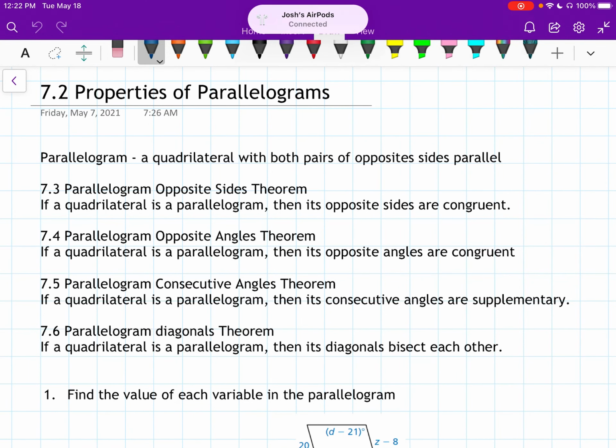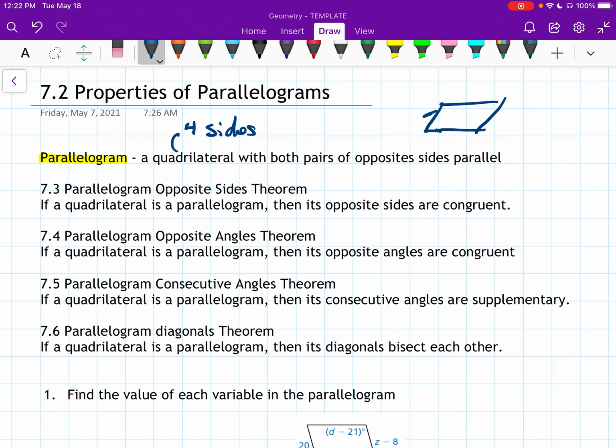Okay, 7.2, Properties of Parallelograms. So starting off, we have the definition of a parallelogram. It is a quadrilateral, that means four sides, with both pairs of opposite sides parallel. All right, so it would look something like this, with the opposite sides parallel. And those little arrows signify that they are parallel.